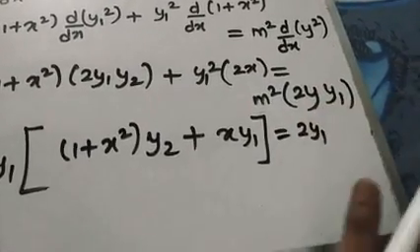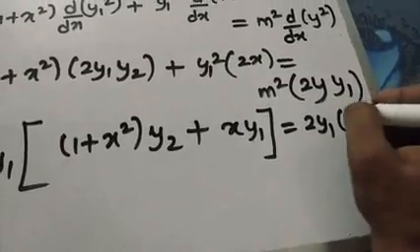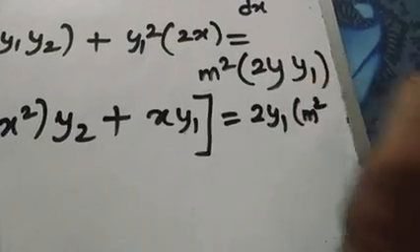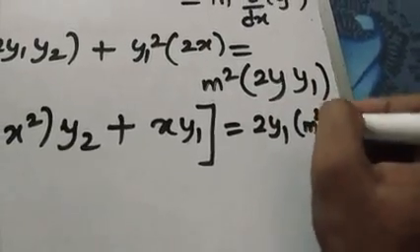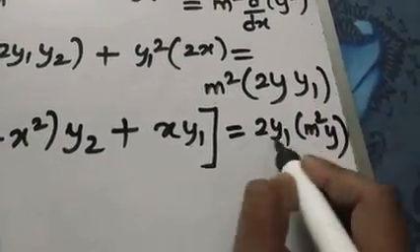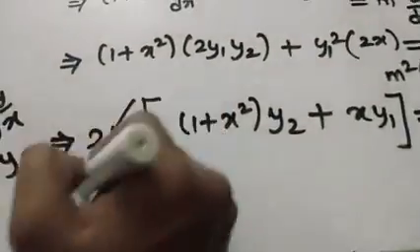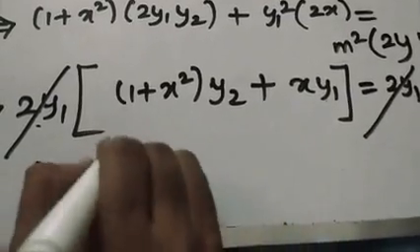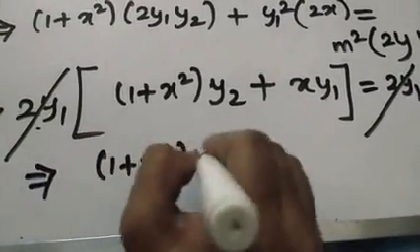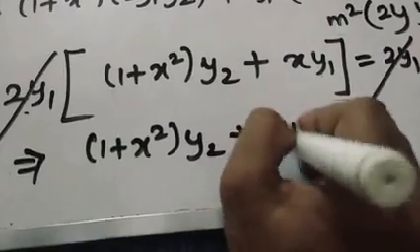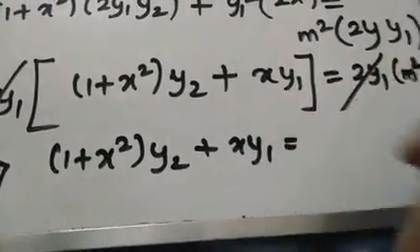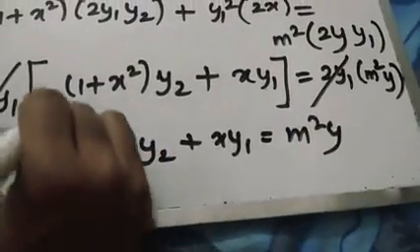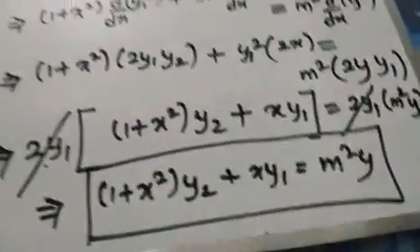Now for this side, 2y1 we kept separately, and the other terms are m square and y. 2y1 from both sides we can cancel. So finally in the last line what remains, 1 plus x square y2 plus x y1 equals, in the bracket, m square y. This was what was required to be proved, so we have proved the bonus question.